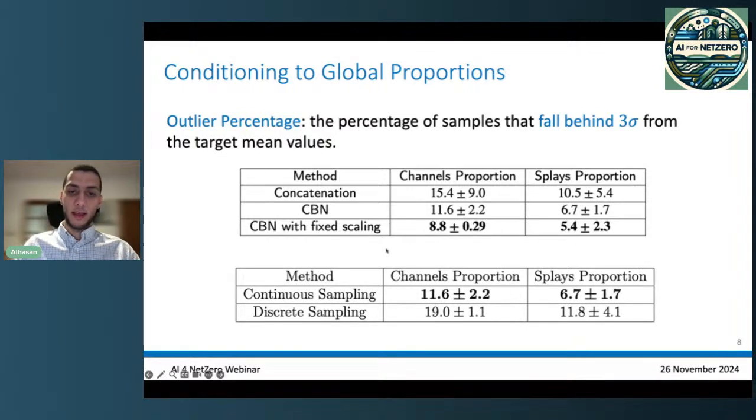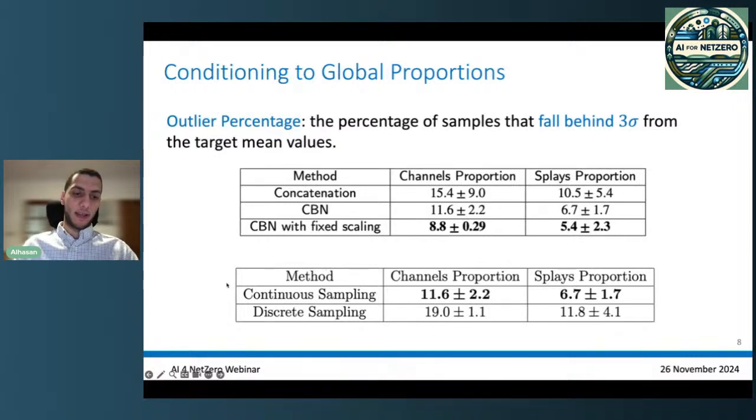fixed. And you can see here, when we compare these methods on both datasets, the channels dataset and displays dataset, the outlier percentage of the proposed method is smaller than the other two methods.